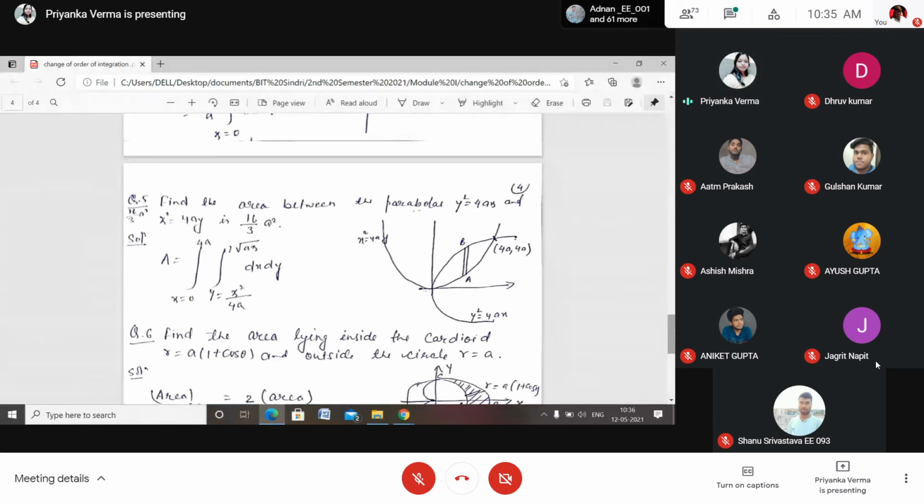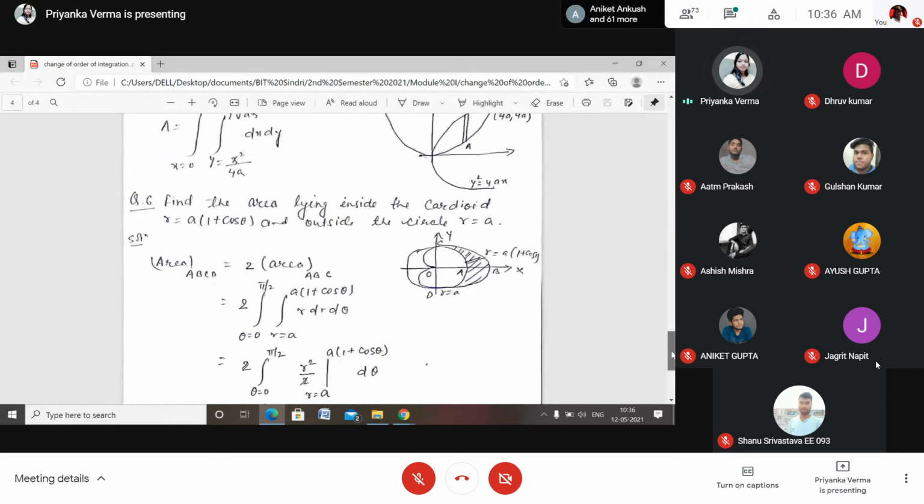Now I'm going to solve some problems on area of polar curve. As I have already mentioned, the area of a polar curve is the double integral over r dr d theta. So let's solve some problems on polar curves. The question is: find the area lying inside the cardioid r equal to a(1 plus cos theta) and outside the circle r equal to a.